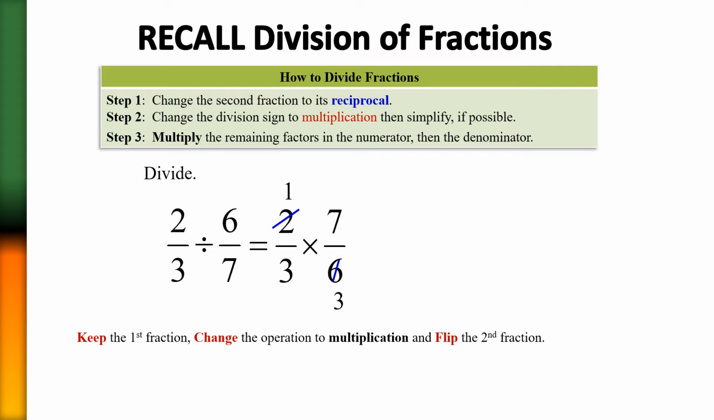Now crisscross the other way, we cannot cancel anything else, nor up and down. So what we're left with is our answer. So we have here 1 times 7, which is 7, and 3 times 3 on the bottom, which equals 9. So our answer is 7/9.